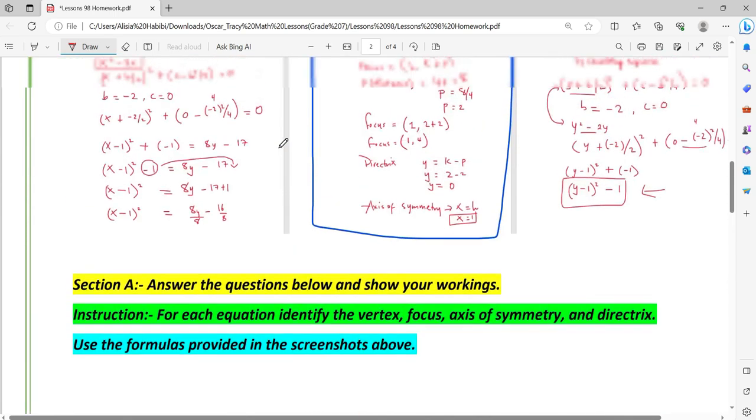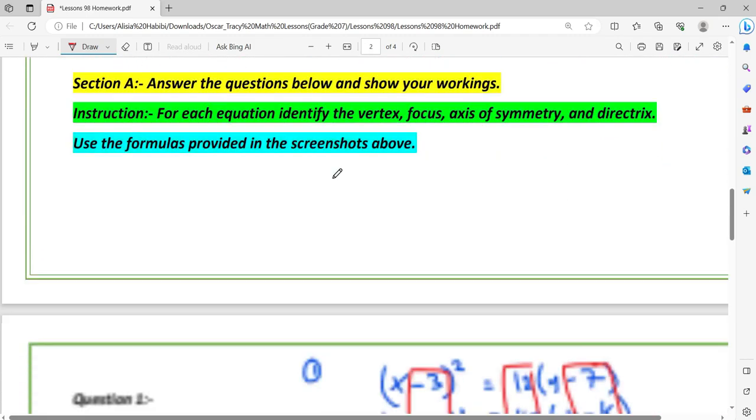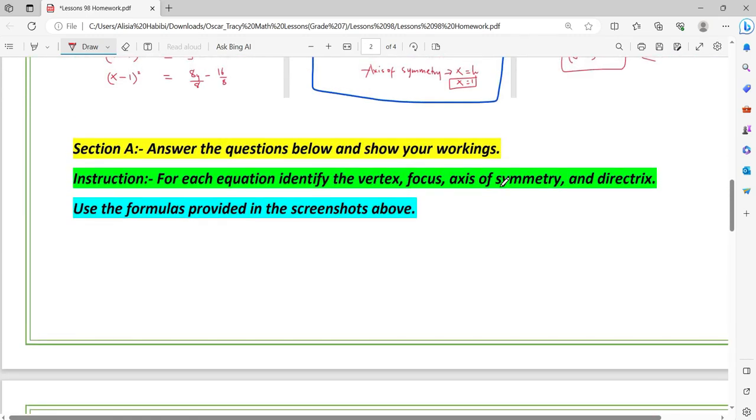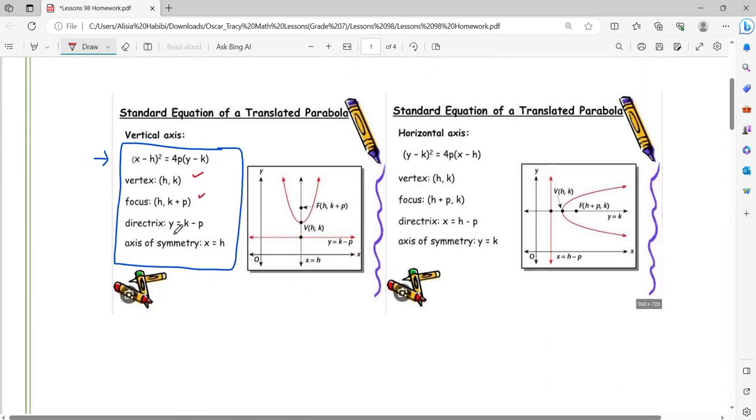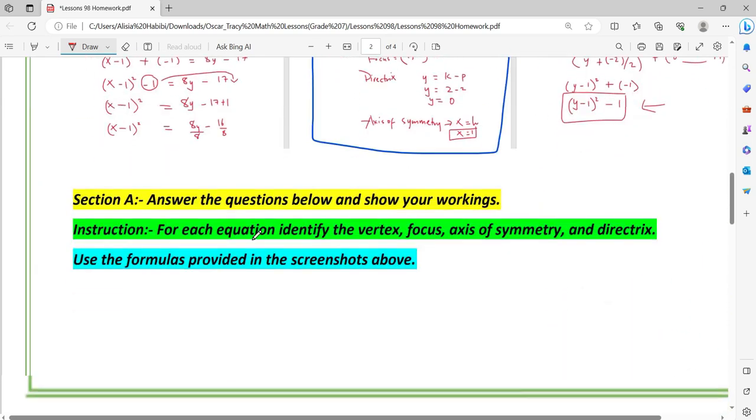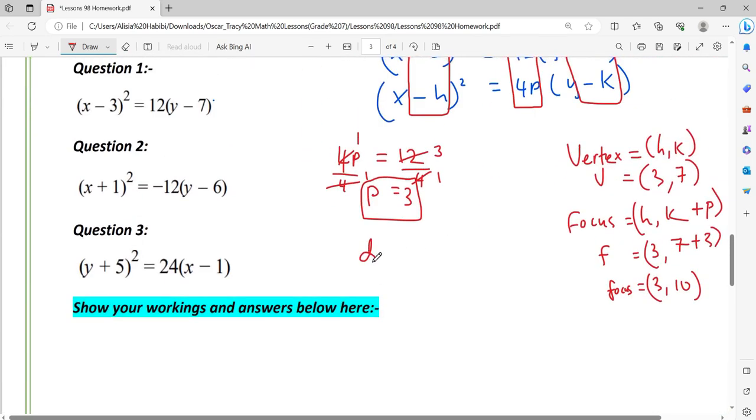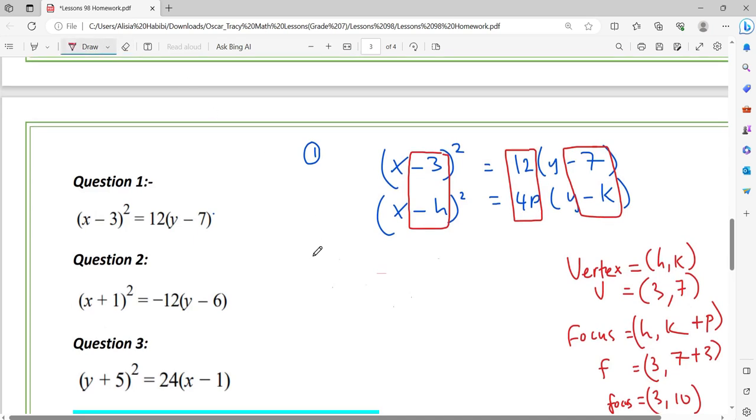Now, according to the question, it asks you to find the vertex, focus, axis of symmetry, and the directrix. The directrix is y equals k minus p. I'm going to write it down here. Remember how we got p. We got p by saying 4p is equal to 12, and we divided both sides by 4, and so we got p is equal to 3. That's just a reminder of how you always get your p.